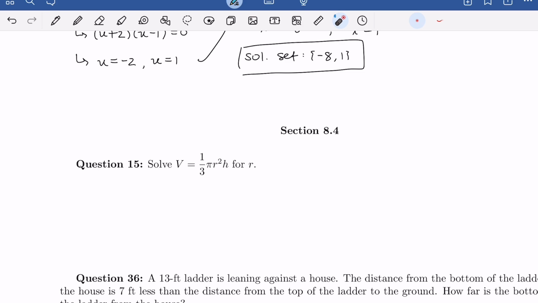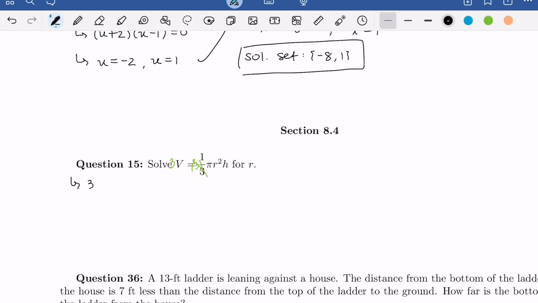All right, so this brings us to section 8.4. The first thing that we're going to do is solve this equation for this variable r. So in order to do that, we need to completely isolate this variable r. The first thing that I like to do is to make sure that we get rid of all of our fractions. And we can do that by multiplying by 3 on both sides of our equation, and then we're going to get rid of this 1/3 here.